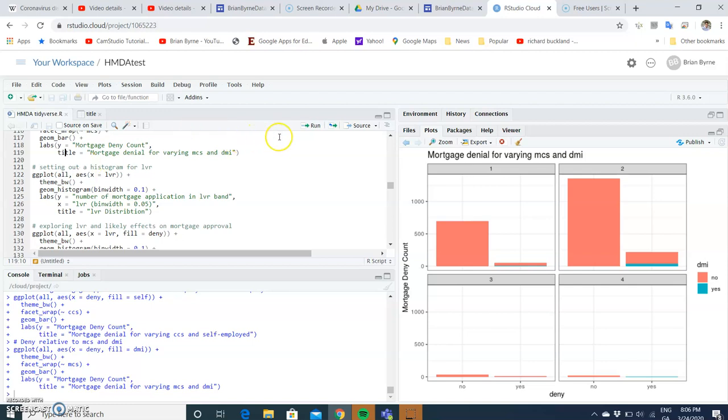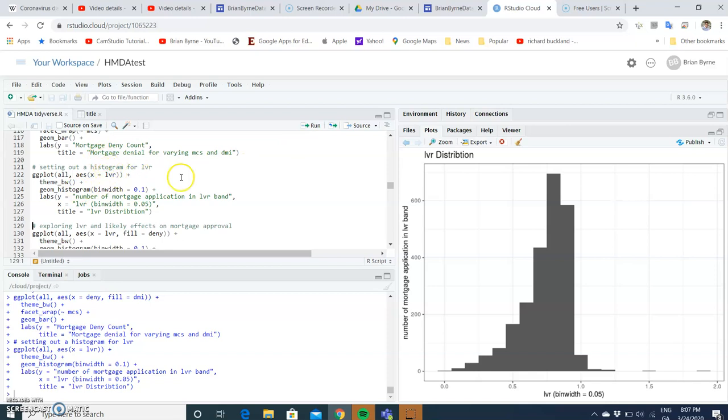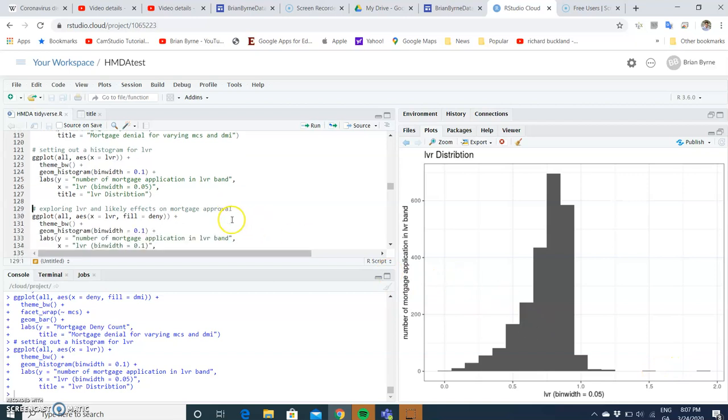So let's take a look at that distribution, and we run our code here. For loan to value ratio, we can see that most mortgages have a loan to value ratio less than 1. The most common value seems to be between 80 and 90. A few have a loan to value between 90 and 100, or at 100%, and then very few are higher, but there are a few exceptions.